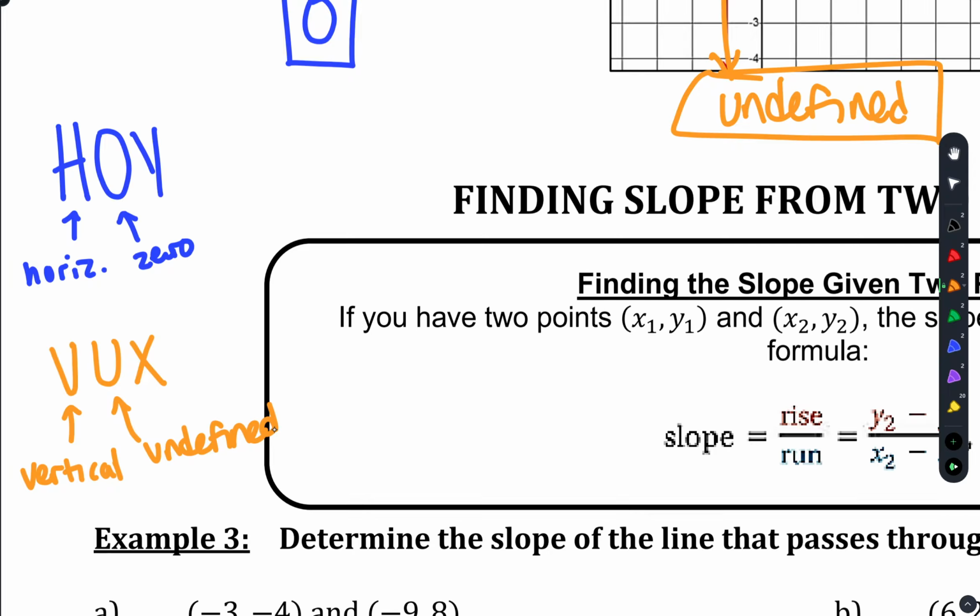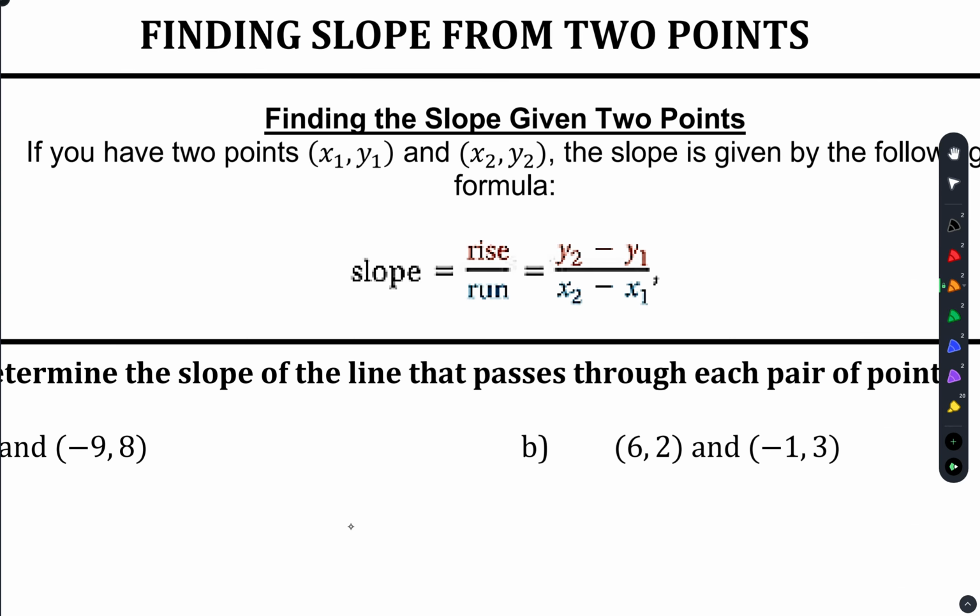Okay, so we have now found slope/rate of change from a table. We found it from graphs. Now we're going to find it from points. So every pair of points, we can draw a straight line through. We can find their slope using just the points. We have a formula. This, unfortunately, is a formula that you just need to have memorized.